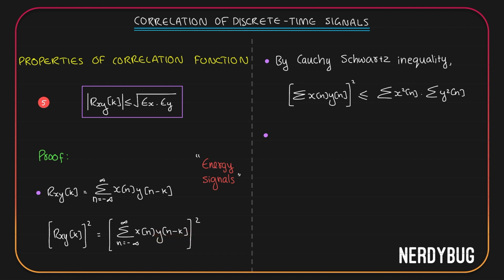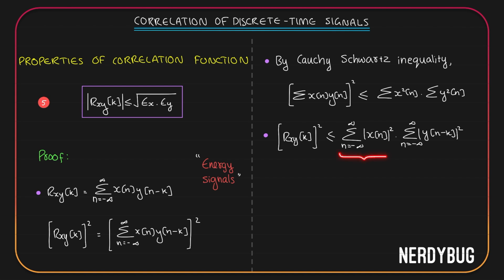Therefore, we can write square of rxy of k will always be less than or equal to summation from n equals minus infinity to infinity x of n squared multiplied by summation from n equals minus infinity to infinity y of n minus k squared. I have taken magnitudes also, considering the generalization that they could be complex valued as well.